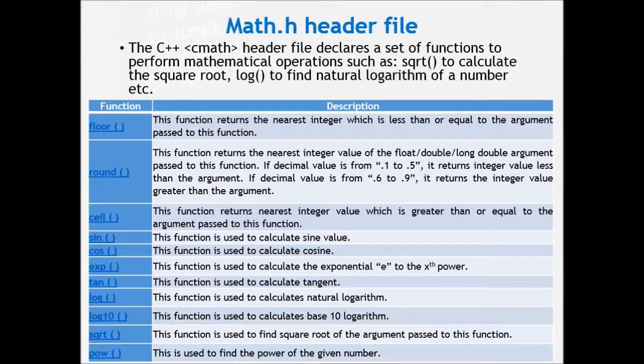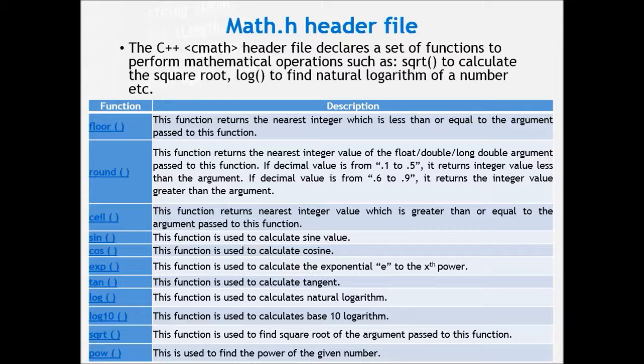Math functions, math.h. The header file math.h contains the built-in functions that are used to perform arithmetic calculations. Some important functions defined in this header file are as follows. abs. The abs function is used to find the absolute value of an integer. fabs. The fabs function is used to find the absolute value of a floating point number.